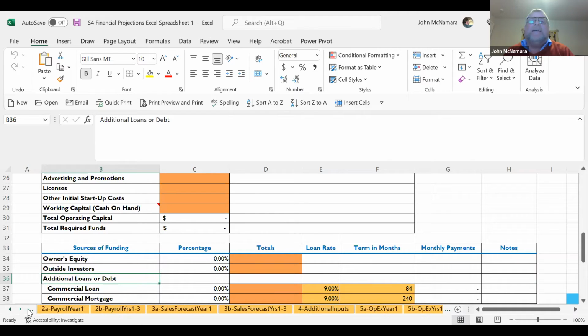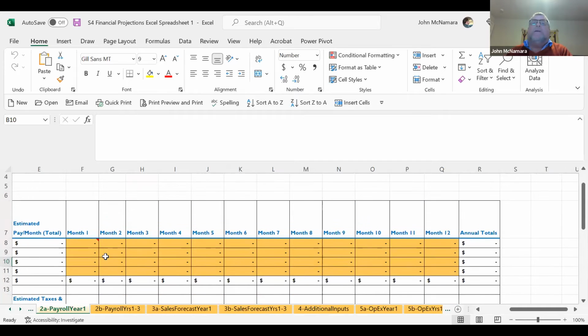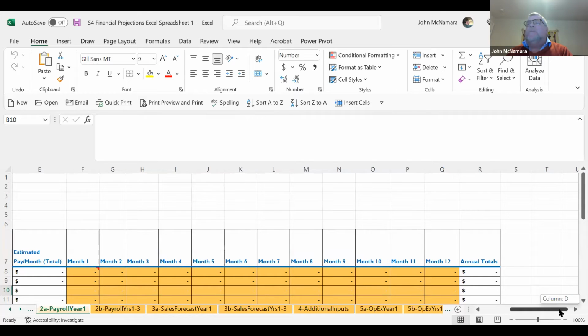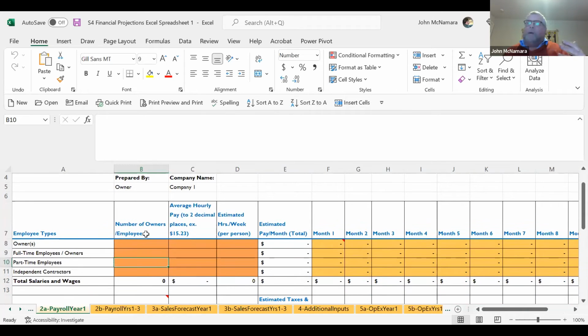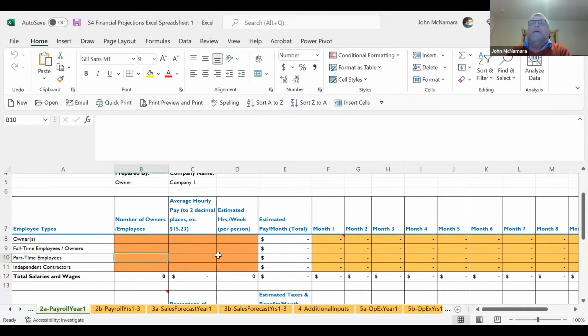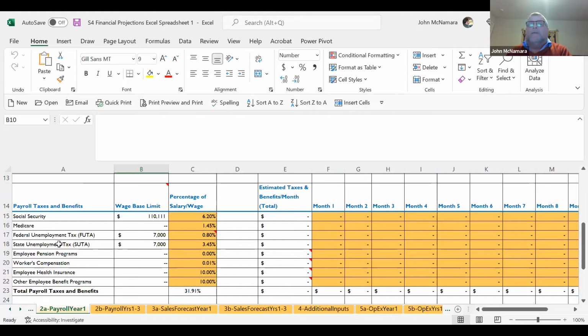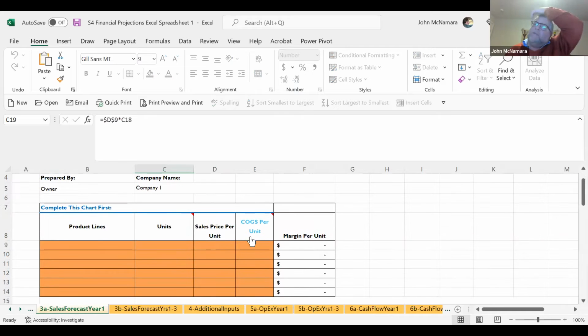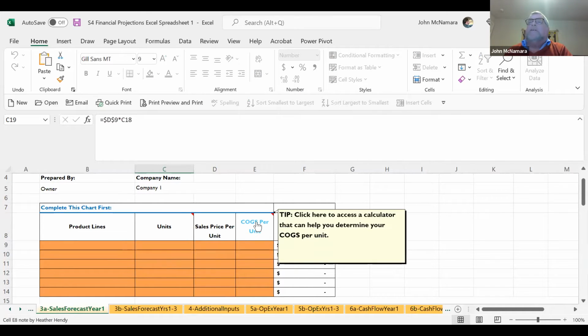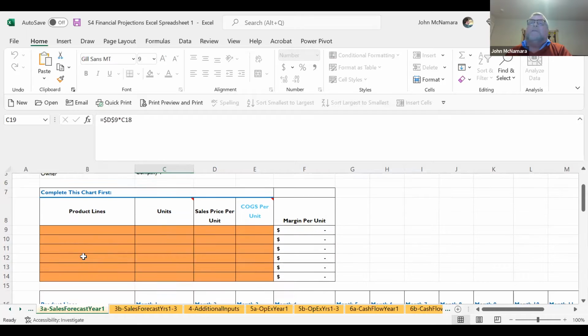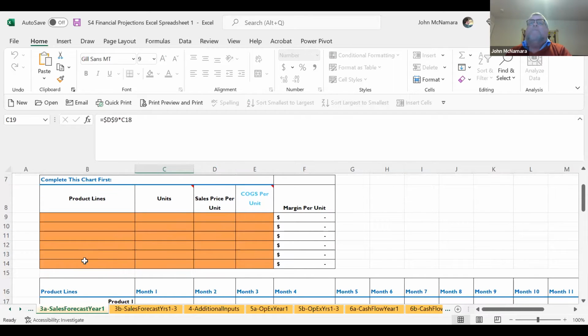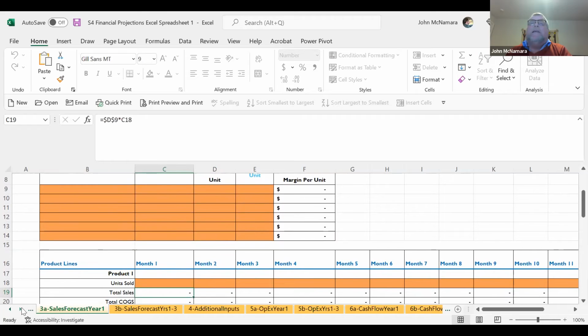So let's see if I can, yeah, so you can also do payroll. So here you can figure out your payroll model, go through and play around with wages and hours per week. You can also build in the different payroll taxes, and this will flesh it all out. In sales, Chris mentioned cost of goods sold, so it actually has a calculator to figure out the cost of goods sold if you don't know it. And it has up to 6 different sales points.